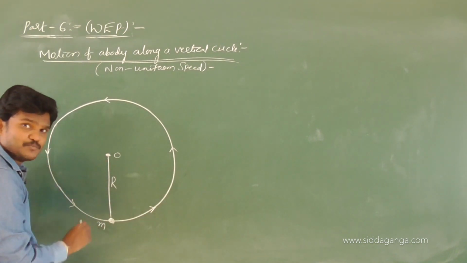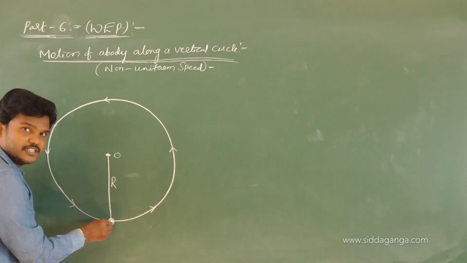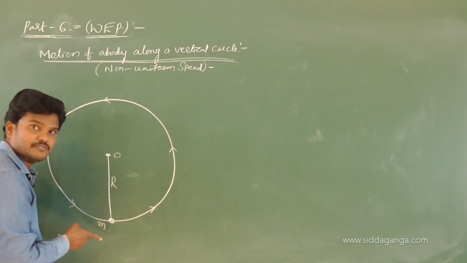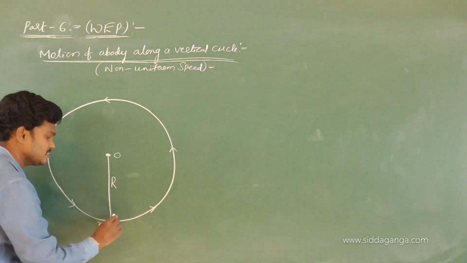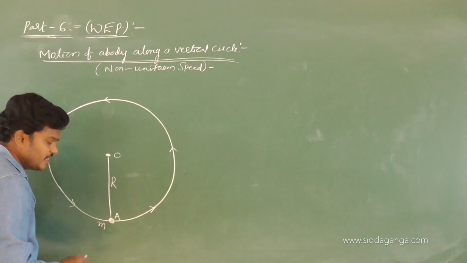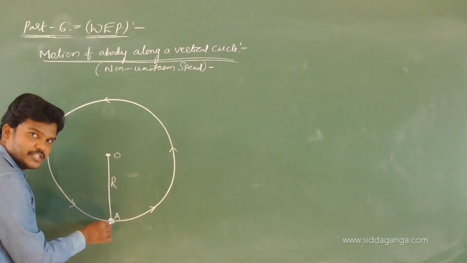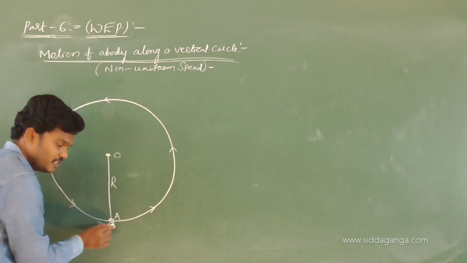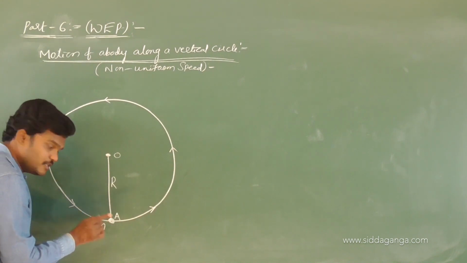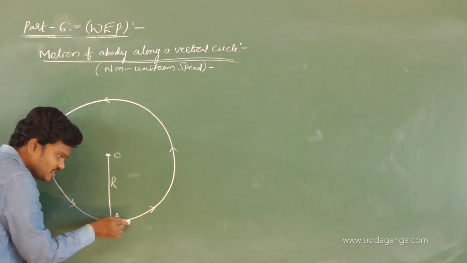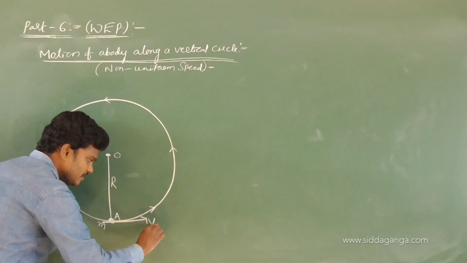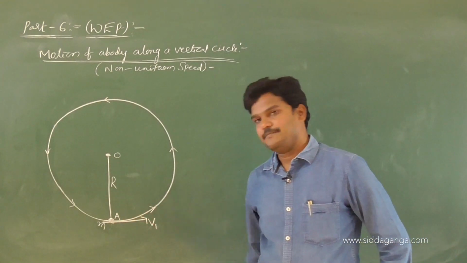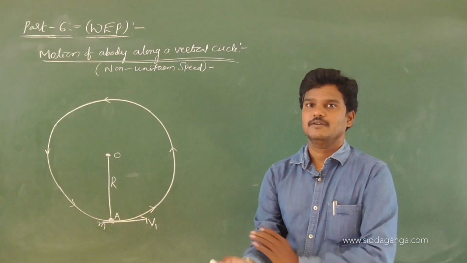At this point, this body will have velocity. If you draw the tangent at this point, the tangent gives the velocity of the body at this point. Let me take this point as capital A. If I draw a tangent, that tangent gives the velocity of the body at this point. Let us suppose V1 is the speed of the body at point A.